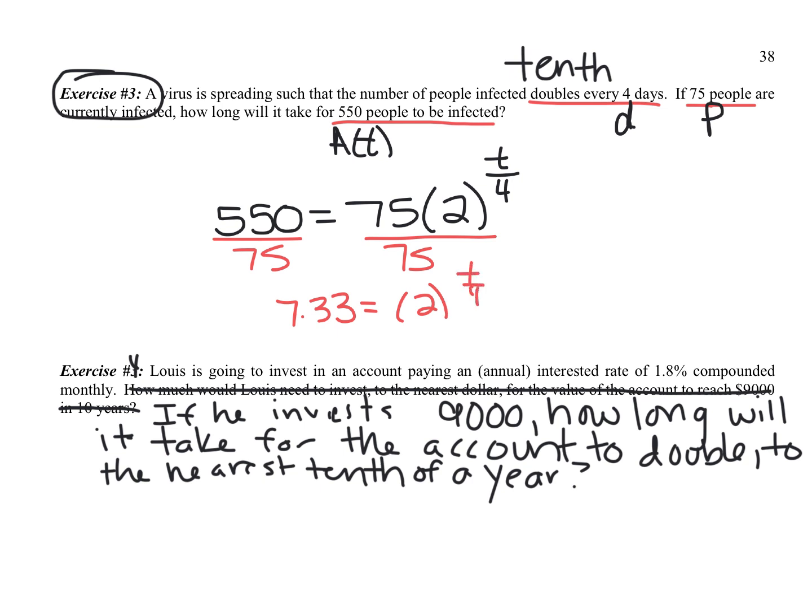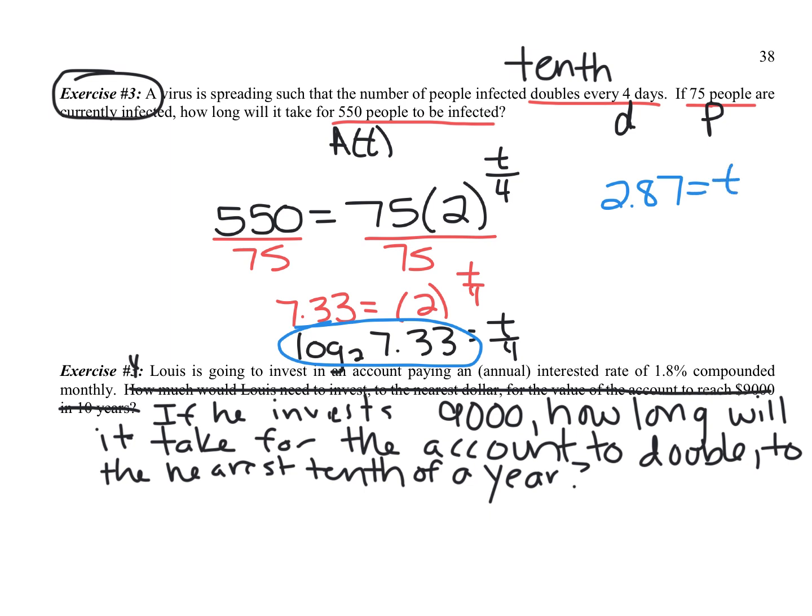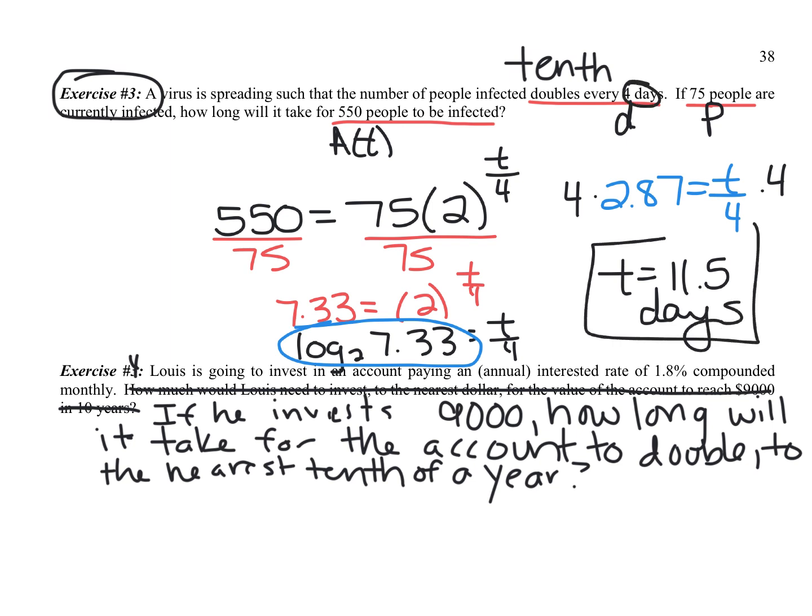Now I'm going to put it in log form. So we have log base 2 of 7.33 equals t over 4. Typing this into my calculator, I get 2.87. And then multiplying by 4, we get a time of 11.5 days. Looking back, we're working with days in this one versus years in some of the money ones. So now moving down to the next one.